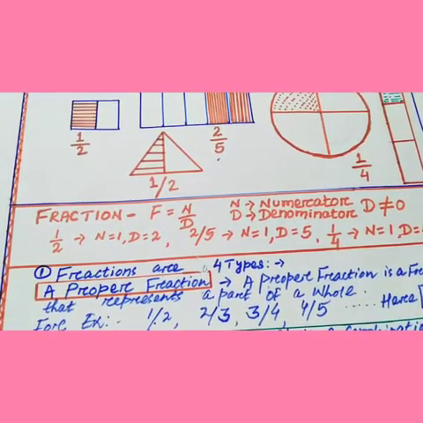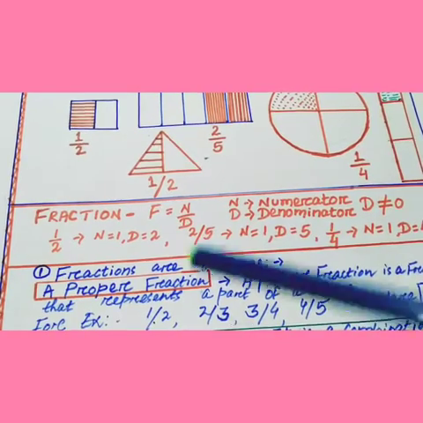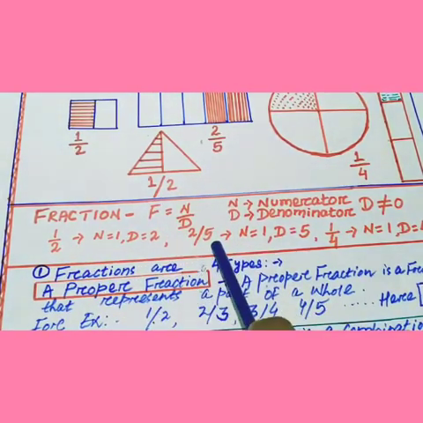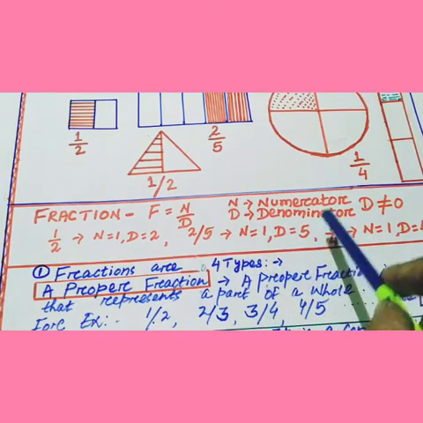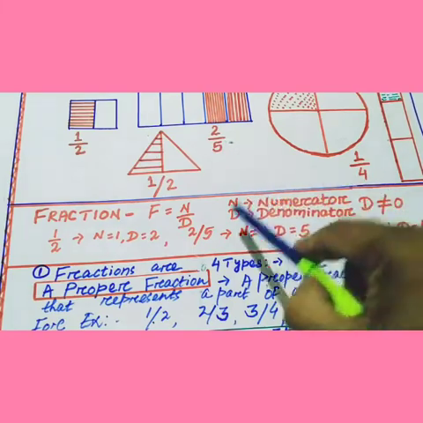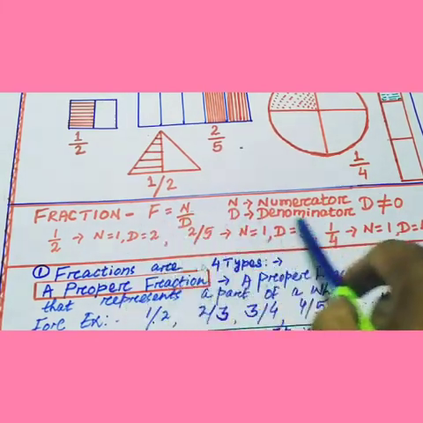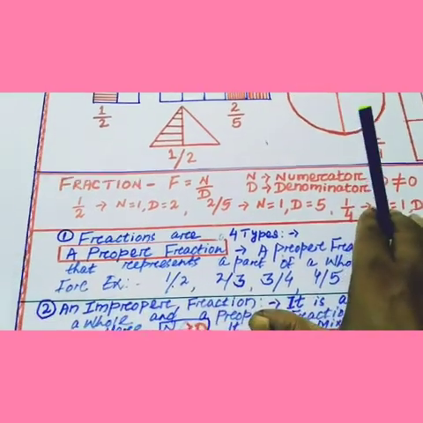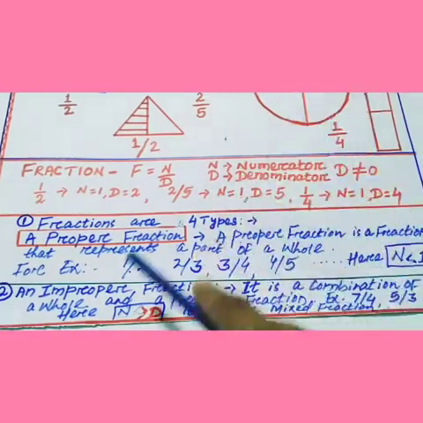So from these examples, we can easily learn about fractions. That means 1 by 2, 1 is taken out of 2 equal parts. Similarly, 2 by 5, 2 is taken out of 5 equal parts. Similarly, 1 by 4, 1 is taken out of 4 equal parts. So from these examples, we learn what a fraction is. Then we will go to the different types of fractions.